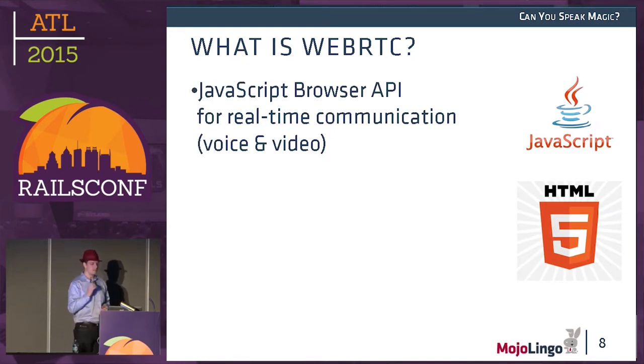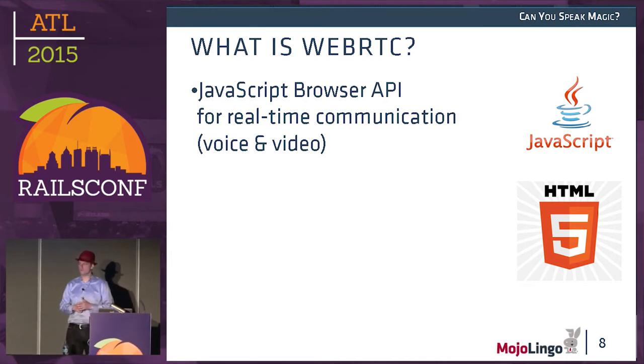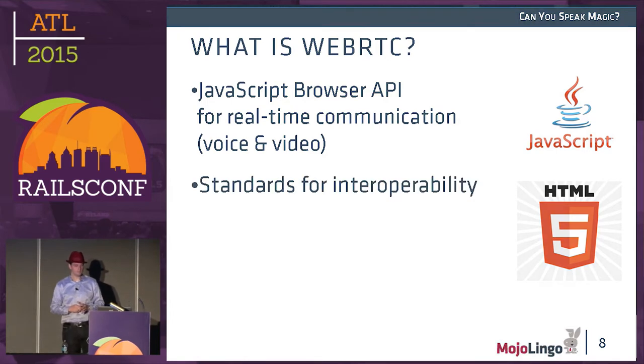Fundamentally, WebRTC is a JavaScript browser API. You tend to access it using JavaScript built in the browser. It can also be used for mobile, although in the mobile world, what you get are all of the backend pieces. You get the standardization of the network traversal, but you don't necessarily have the same API. Different SDKs are provided. I'm not going to talk too much about mobile today. But the standards for interoperability are really interesting.